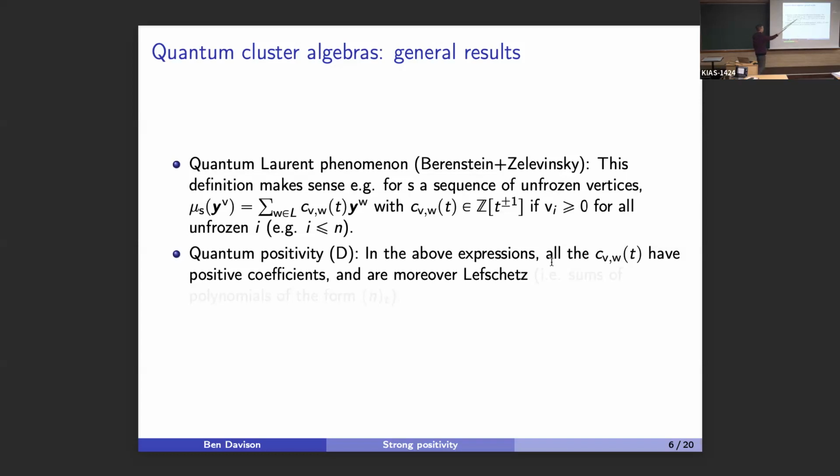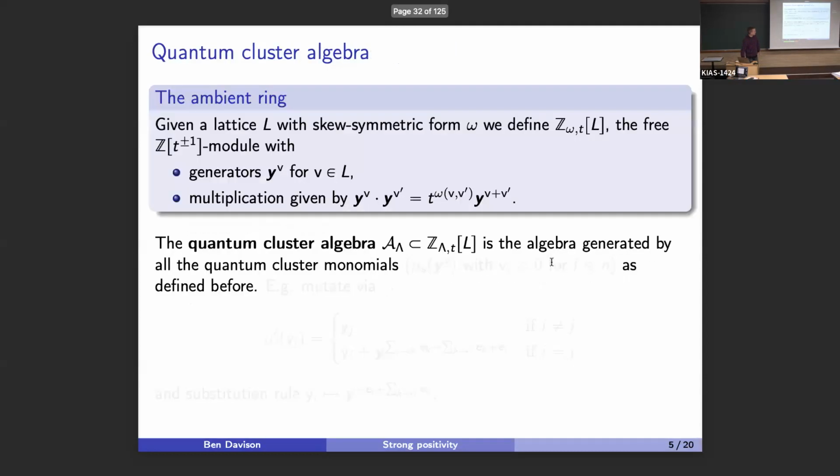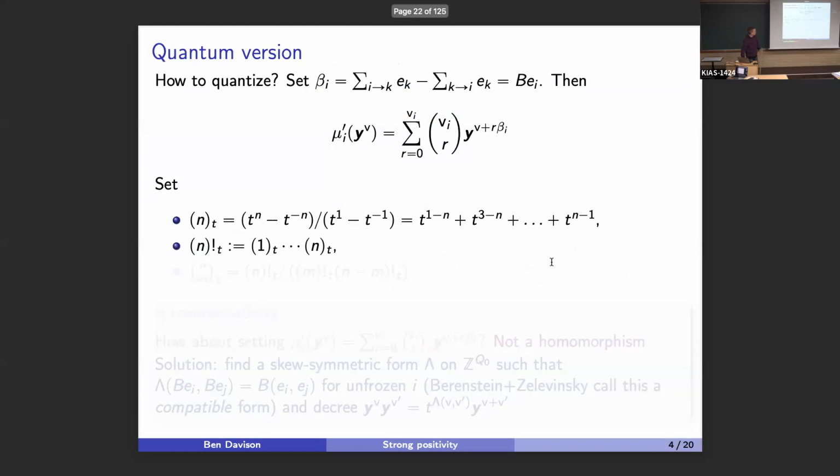One can show here that each of these Laurent polynomials in T don't just have integer coefficients, but have positive integer coefficients. And there are, moreover, Lefschetz. So I'll come to that at the end, depending on time. I mean, it seems less and less likely. But Lefschetz here means that these polynomials, which themselves appear as coefficients here, are sums of quantum numbers. So, recall that the quantum numbers were these Laurent polynomials.